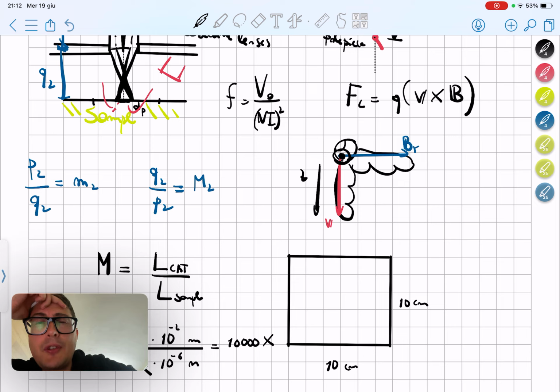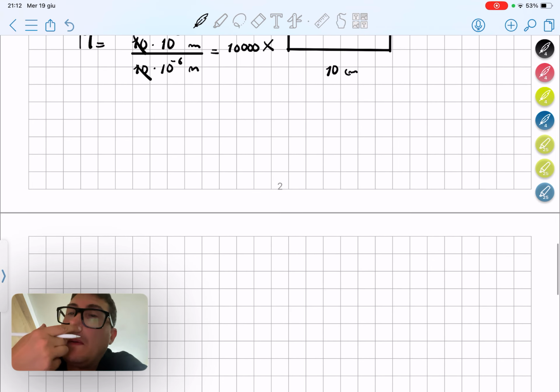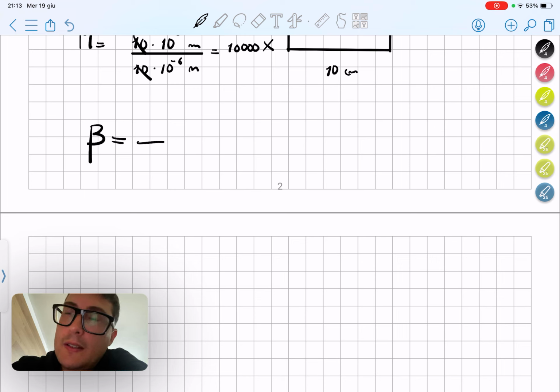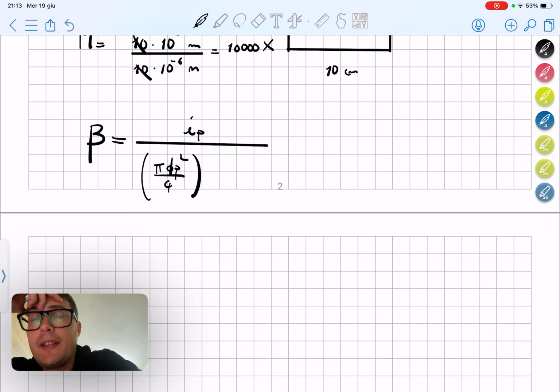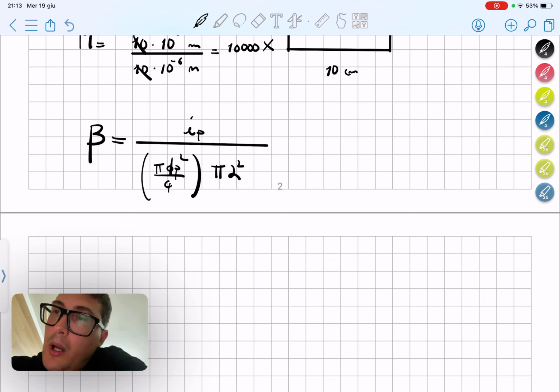But I was going to say, oh yeah, there is an important parameter, which is actually a very important equation for this, and is called the brightness. The brightness is defined as the current of the probe divided by pi dp squared over 4, so the area of the spot size, and pi alpha squared, which is the solid angle, in steradians. So this quantity is called brightness.